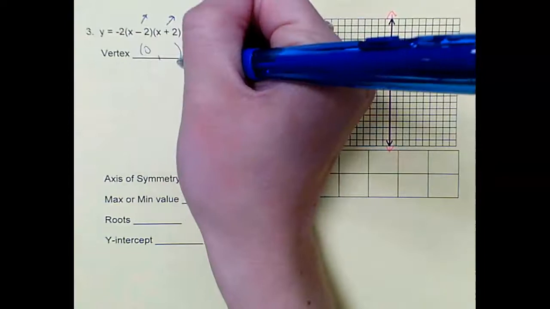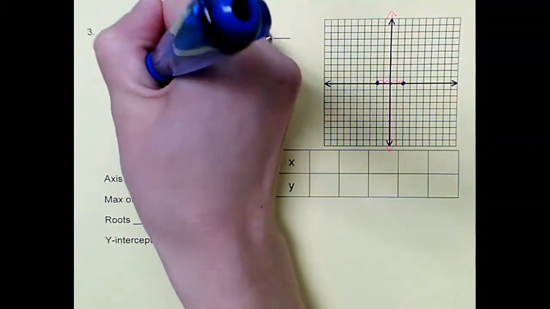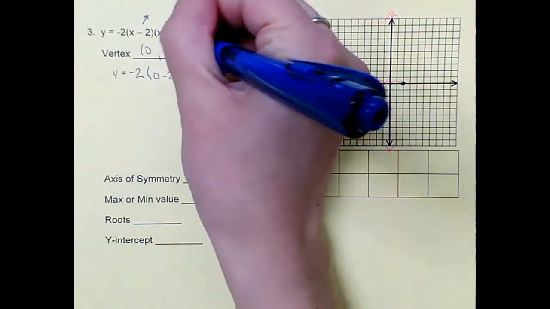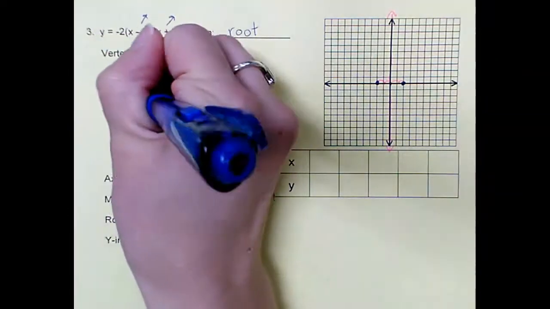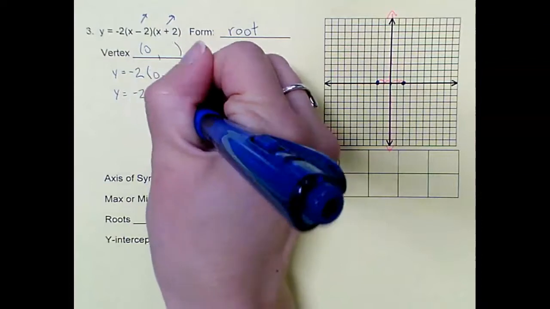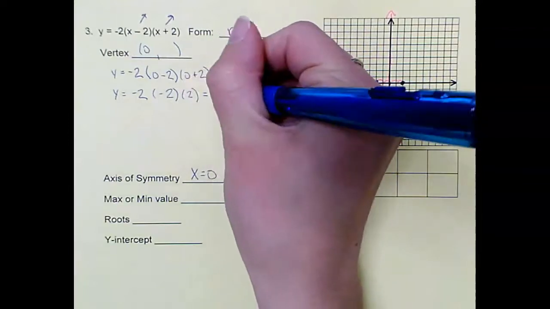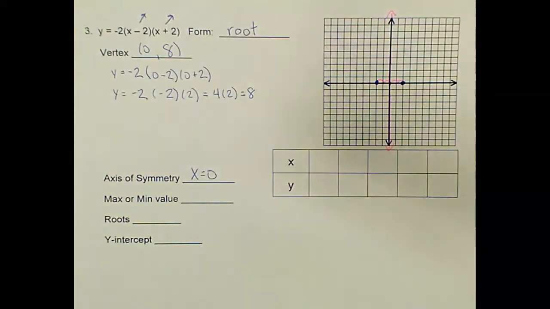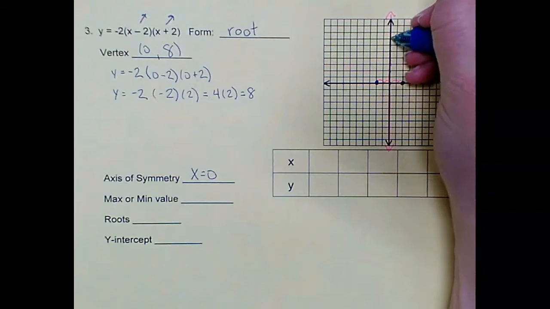And when I have an x value and an equation, I can plug it in and I can find the y value. So here, I have y equals negative 2 times not x minus 2, but 0 minus 2, and not x plus 2, but 0 plus 2. So I have y equals negative 2 times another negative 2 times a positive 2. Negative 2 times negative 2 is 4, and 4 times 2 is 8. So that's my vertex. My vertex is 0, 8. So I'm going to go ahead and graph that. 0, 1, 2, 3, 4, 5, 6, 7, 8.